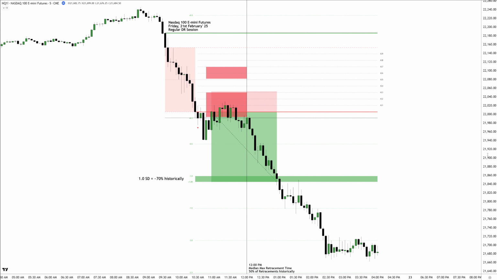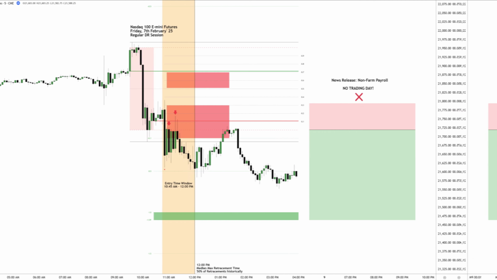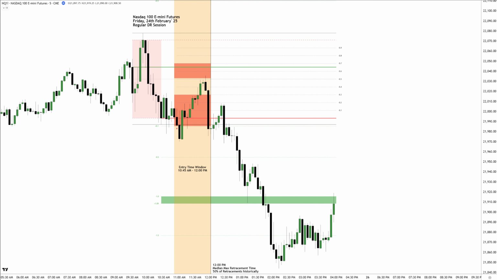Let's look at a few other examples. When going back to 7th February Friday IDR, another trade unfolded from the first retracement area, which unfortunately didn't reach the target until the session ended. But you have to keep in mind that this was a no trading day due to news events like non-farm payroll.